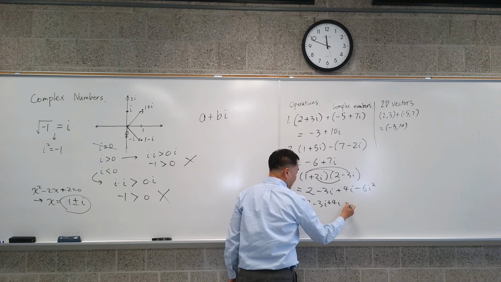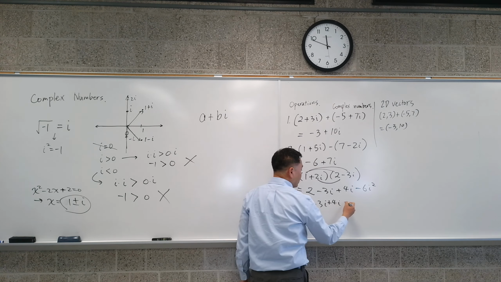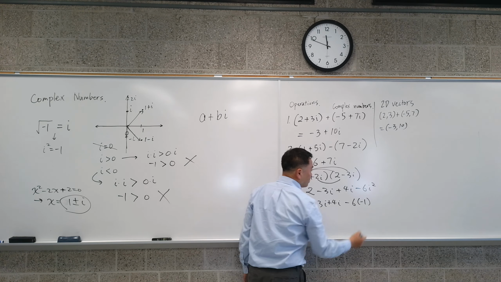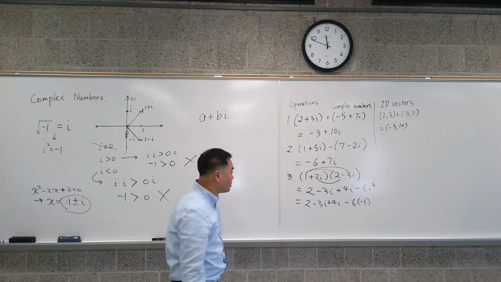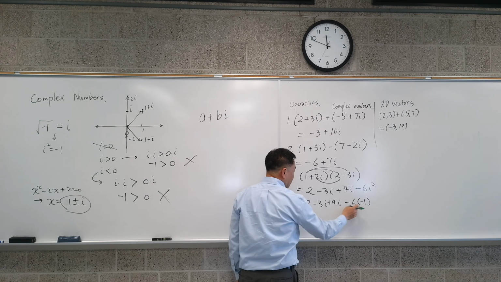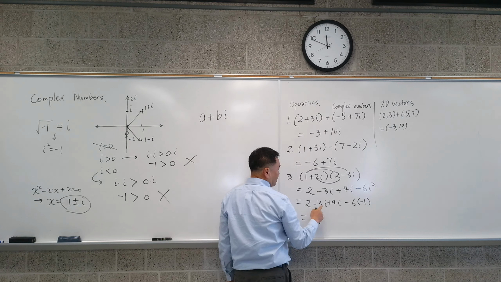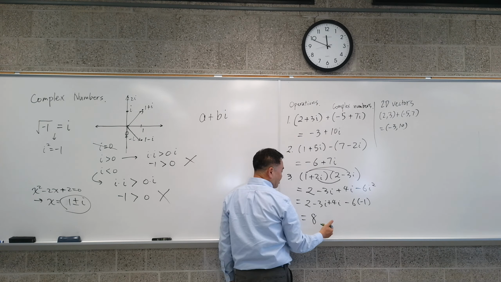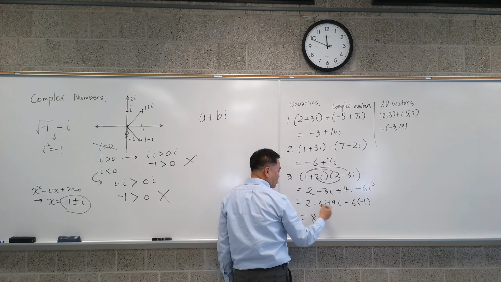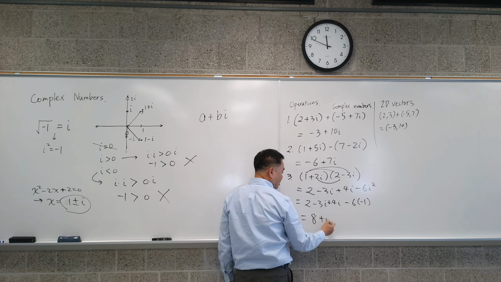I squared is -1, right? So you can replace I squared by -1, and you can combine 2 with +6. 2 plus 6 would be 8, and -3 plus 4 would be +1. So if you combine these two as like terms, you end up with plus I.